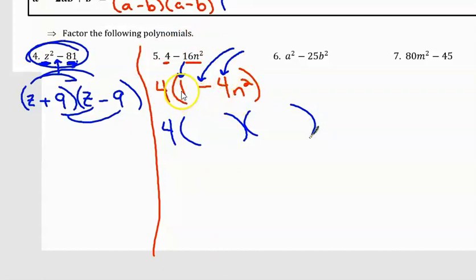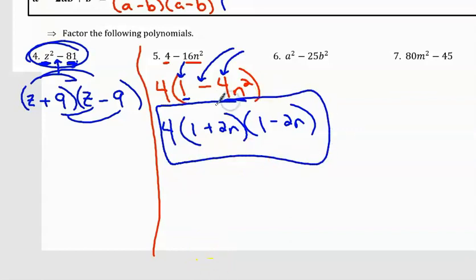And what we notice is, well, 1, how do I get 1? I think that's 1 times 1. And then how do I get 4? That's 4. 2 times 2 gives me 4. What about this negative in between? Just like number 4, this negative in between means that there's a plus and a minus. And there we go. So we have a plus 2n and a minus 2n. Okay, but what if I put a minus here and a plus here? It means the same thing, guys. So please look to see if there's any greatest common factor before you go from there.